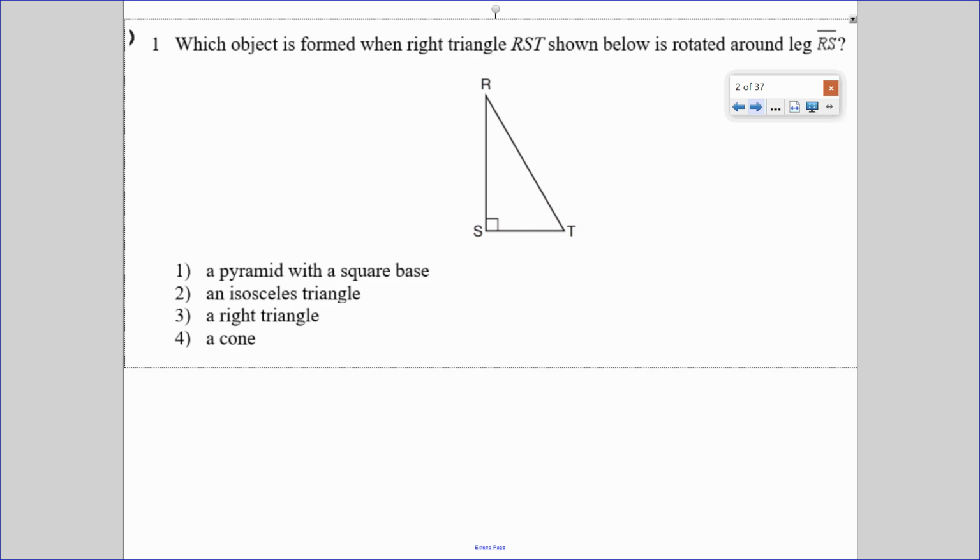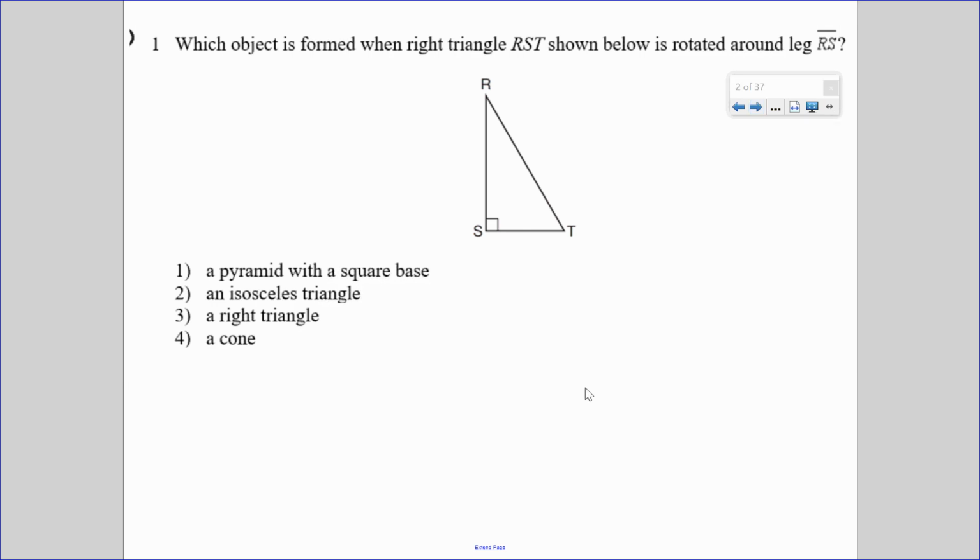Which object is formed when right triangle RST shown below is rotated around leg RS? Well, for these three-dimensional rotations, your answer is almost always going to be a cone or a cylinder. If you want to do it by hand, you reflect it in 2 dimensions. You connect it with curves. What shape is that? Cone. Again, because you're always connecting it with curves, it's going to almost always be a cone or a cylinder.